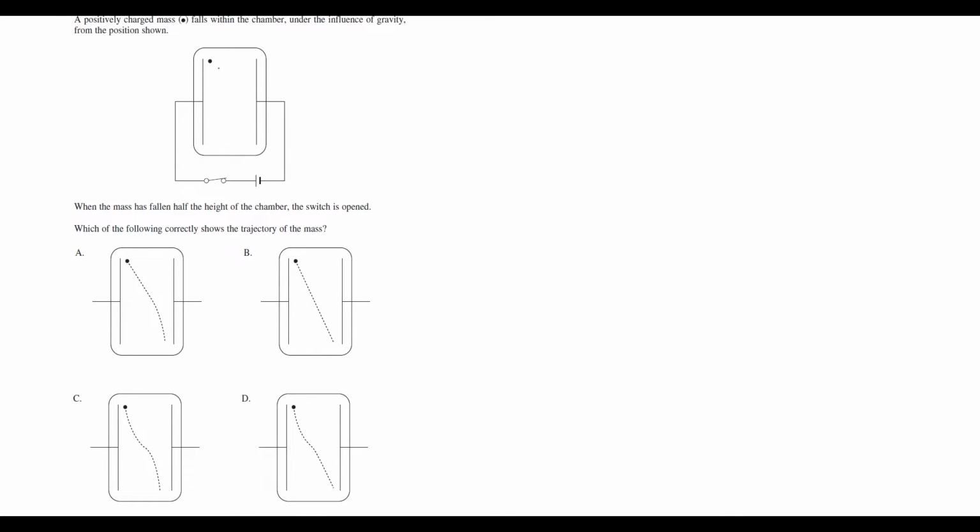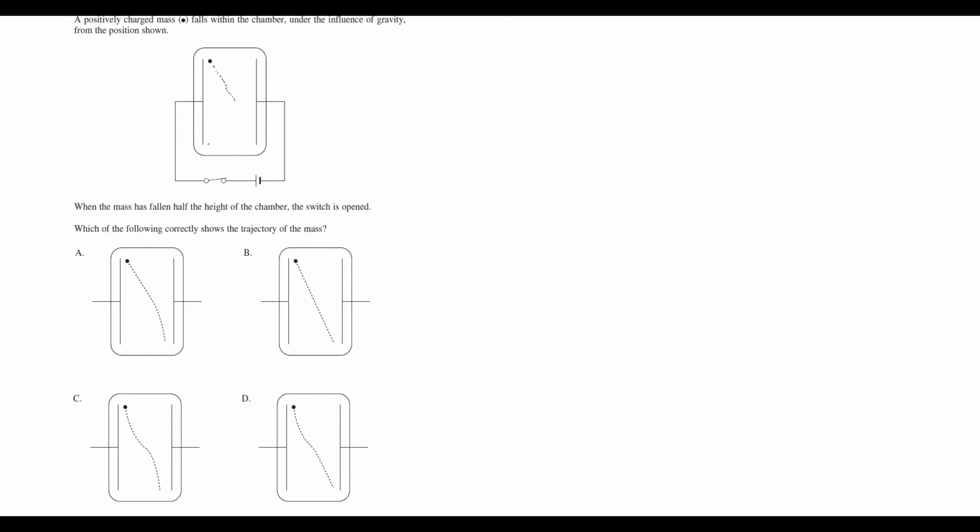Okay, so let's have a quick think about what's going on here. We've got two parallel charged plates, and a positively charged mass falling through them. Initially, the switch is closed, so there is a flow of electricity through this circuit. That means we are creating an electric field, and that field is going to be going this way, since this directs the flow clockwise in the circuit. So initially, for halfway, there will be a force to the right.